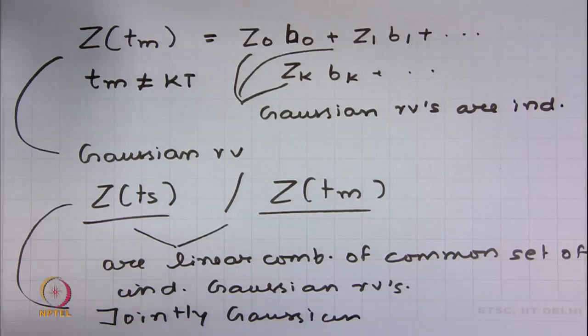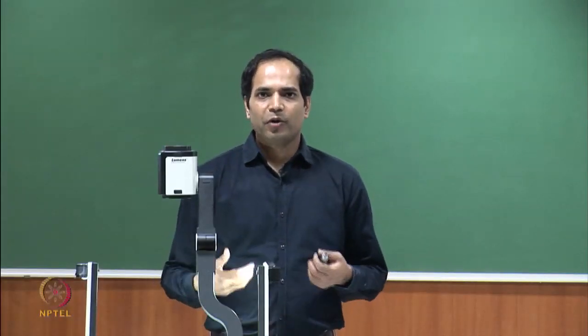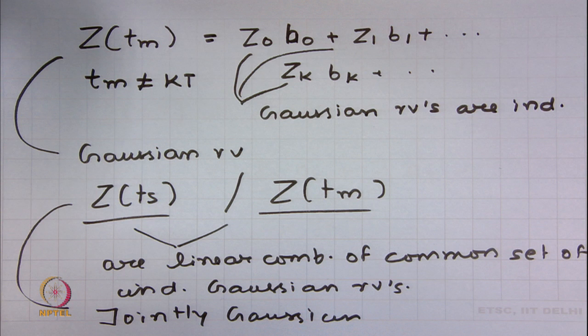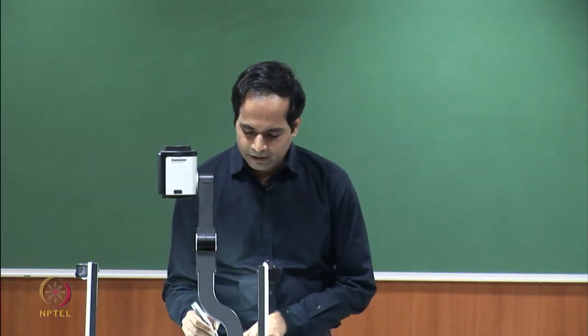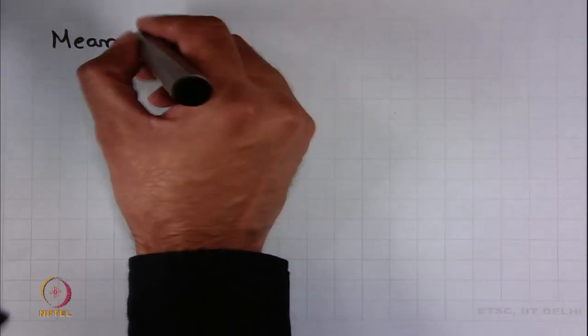What is jointly Gaussian? We will study a lot about this jointly Gaussian, but this is a first introduction to what are jointly Gaussian random variables. The jointly Gaussian random variables are linear combinations of a common set of independent Gaussian random variables. Okay. So, we have concluded some examples of random processes, and we will see more examples of random processes as we go along, but now I think it is a time to cover the properties of these processes.